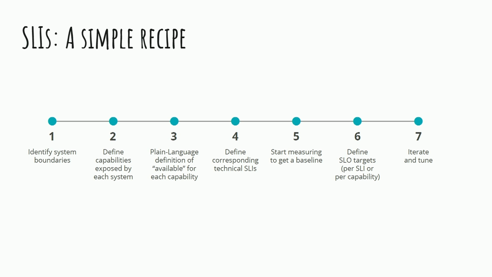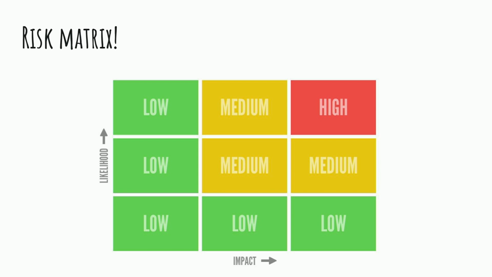To recap: you identify your system boundaries, you define the capabilities exposed by each system, get a plain language definition of available, define the corresponding SLIs, and start measuring. Next, you do a risk matrix. It games out what the actual risks are to your system and gives you a visual of what the high impact risks are versus the things that are not so scary.